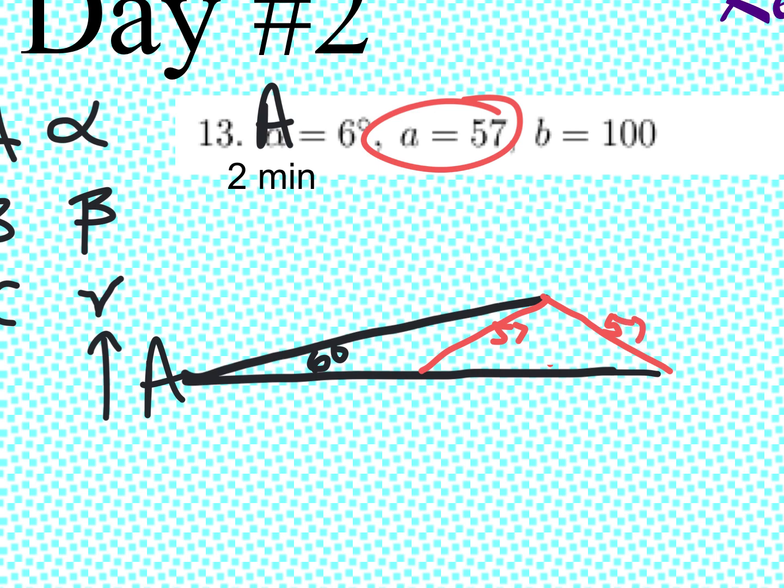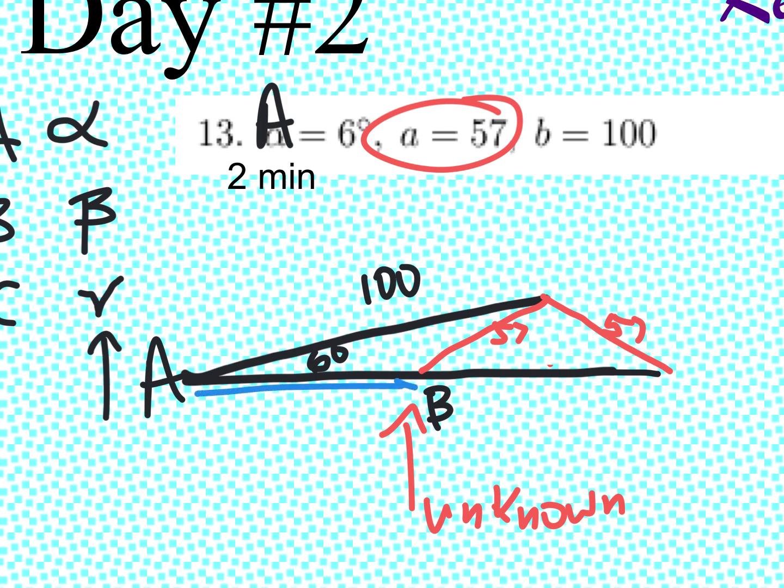And the last one's 100. Remember, the bottom one is always unknown? So this must be 100. And they tell me it's B. Okay, then they want B here. So what don't we know? Well, a lot of things. We don't know this side length down here. Remember, it's unknown. So it's either this long or it's that long.